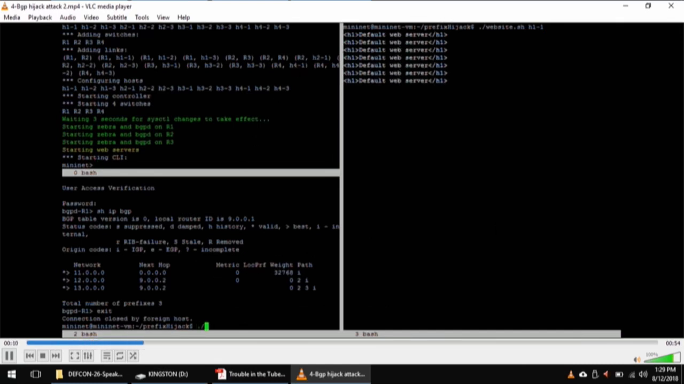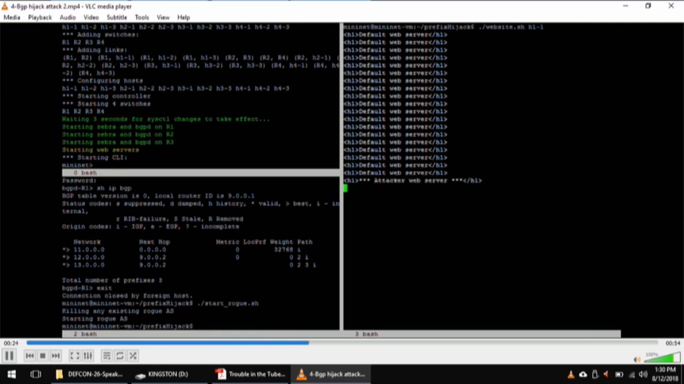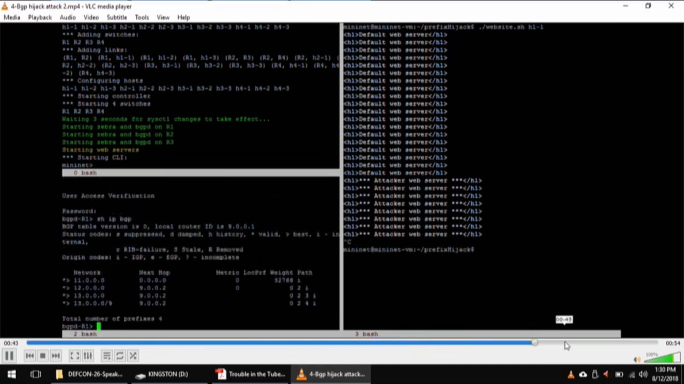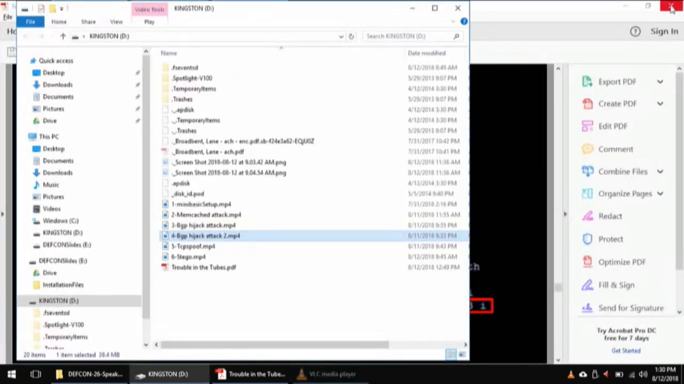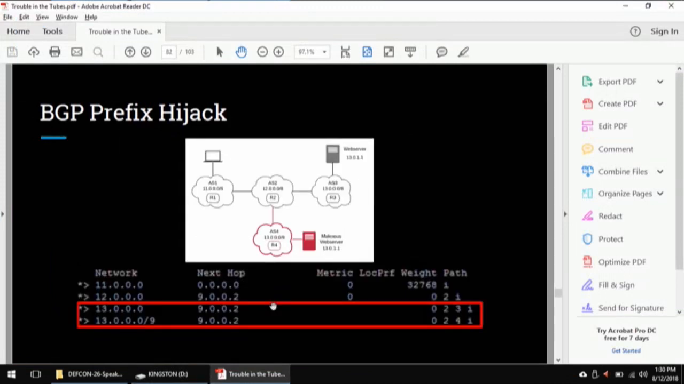Over here on the bottom left, we're going to start up our Autonomous System 4, which is going to advertise a /9 compared to a /8 for the 13/8 web space, or IP space. And on the right, in a second, you'll see it switching over to the attacker web server. So, pulling our routing table again, we can see that we now have another route. We started Autonomous System 4, and it announced a more specific route for 13/9, which caused all of our traffic to divert to our malicious web server.